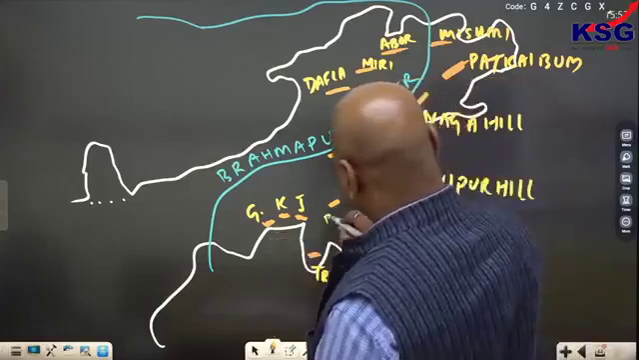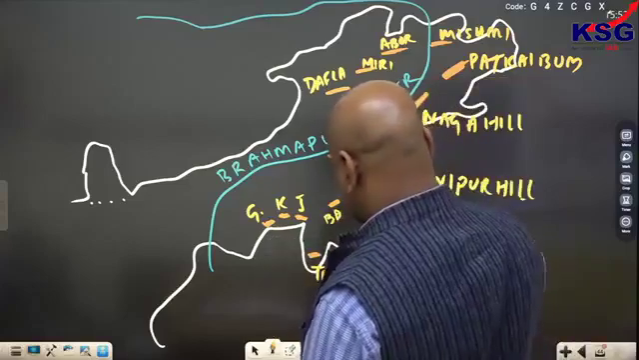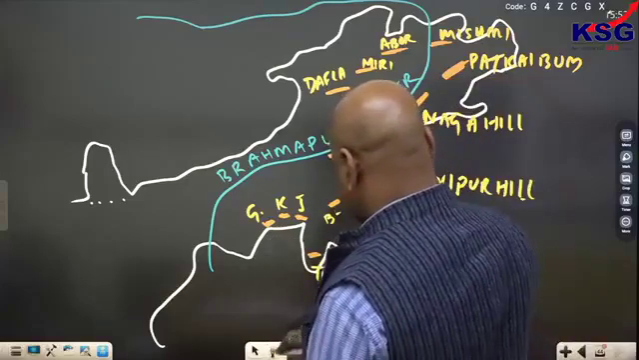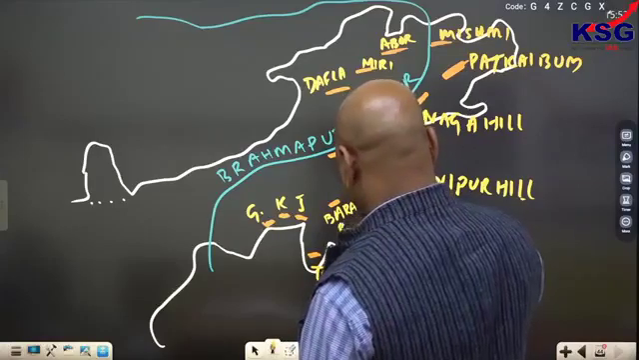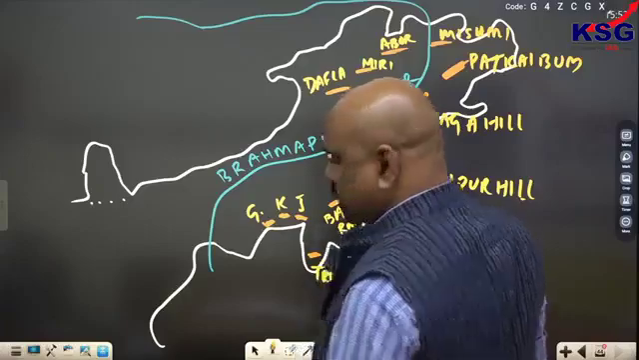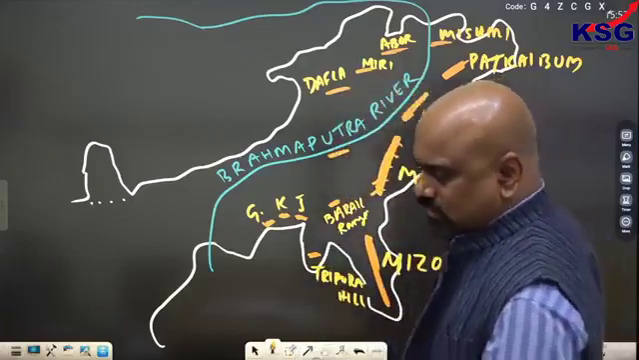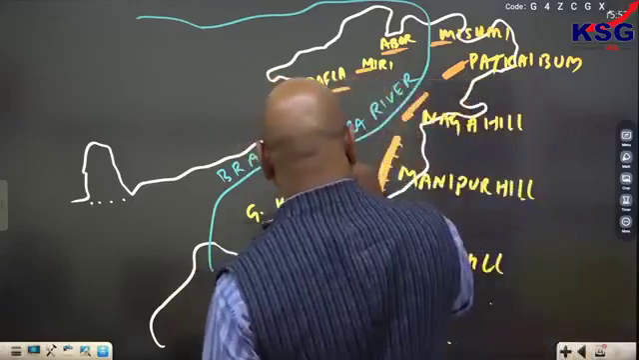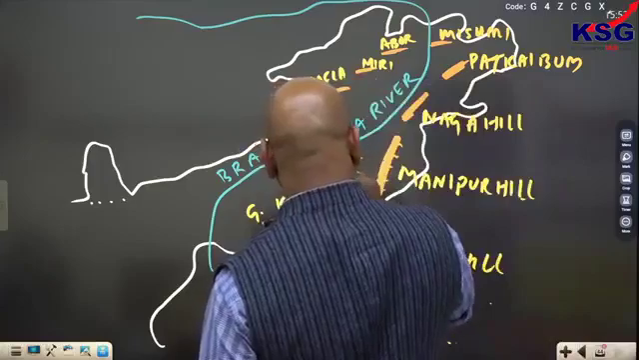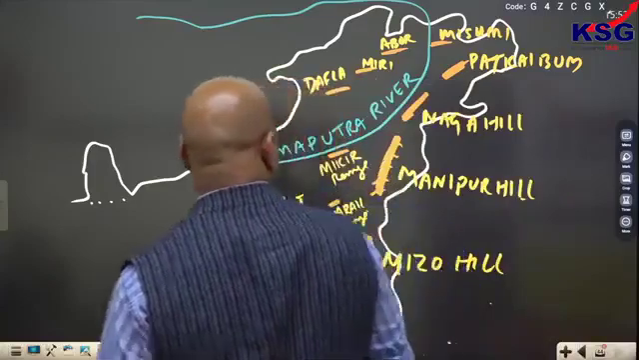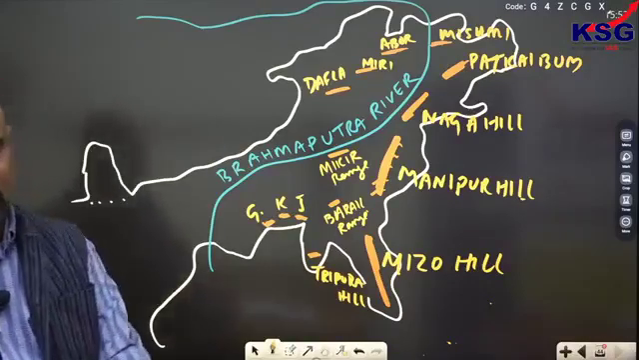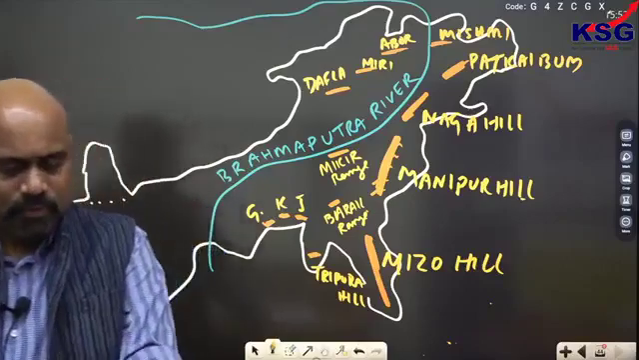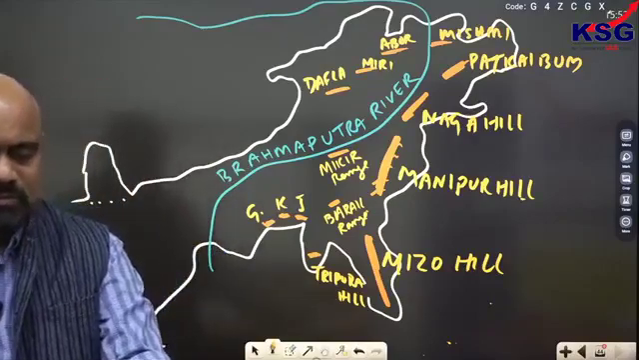This is Borail range. But these are not part of the Great Himalaya. Borail range. Above the Borail range comes the Mikir range. This is Mikir range. Can you draw this like this, and you will get this. These are the northeastern hills, the northeastern mountains and hills you have. Northeastern part. Can you see this?